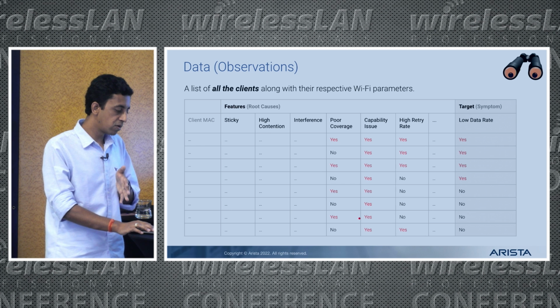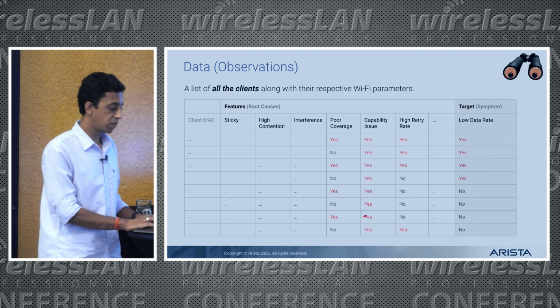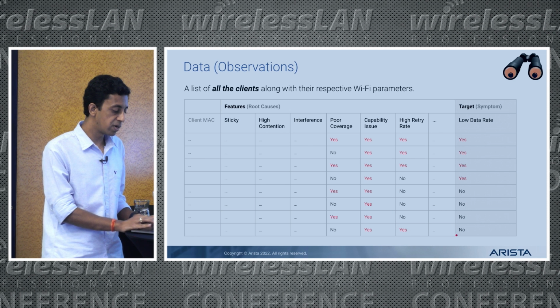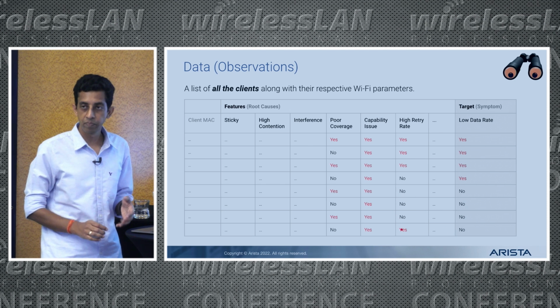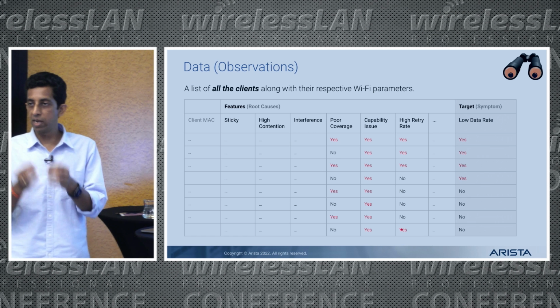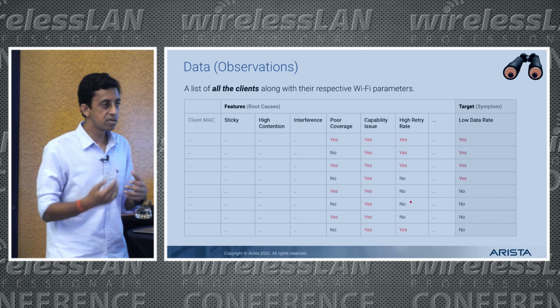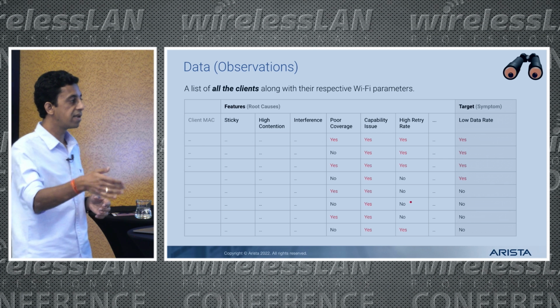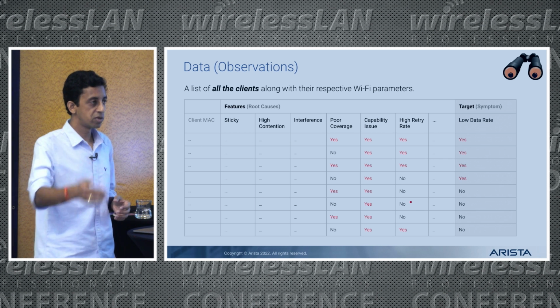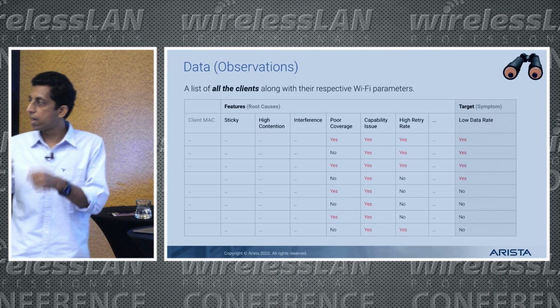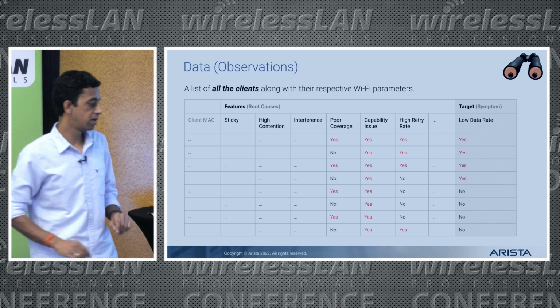But let's say this is the situation for high retry rate, where most clients that are facing low data rate have a high retry rate as yes, whereas most clients which are not facing low data rate have a high retry rate as no. So there is a clear correlation between these two parameters, right? So in this case, the engine should typically say that, okay, it's high retry rate which is potentially causing the issue. So it kind of filters out things that are not highly correlated between different clients.